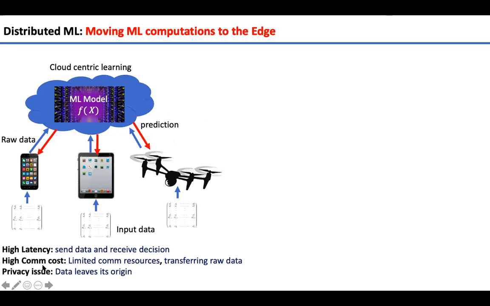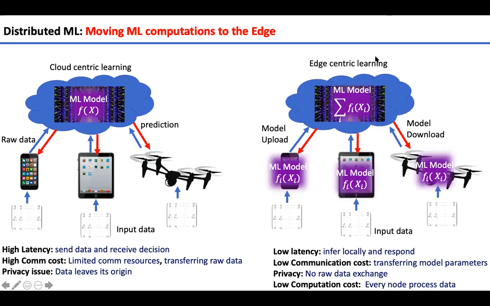The last but not least is the privacy issue. As we can see here, the data leaves its origin and is communicated all the way to the cloud. Therefore, that doesn't preserve the privacy of the data of each of these connected devices. In contrast to that, in distributed learning, as we can see, every device has a local model. It's exposed to its input data. Now, all these devices are training their local models collaboratively without sharing their input data. So this way of performing learning is already preserving the privacy. So privacy is not an issue here because the data doesn't leave its origin.